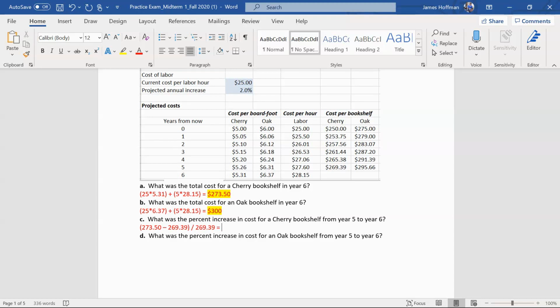Where'd you get the 273? So that's what we calculated here. We calculated the total cost for a cherry bookshelf in year 6, so the 273.50 goes here, right? We're figuring out this number. And so the price increased from 269 to 273. Yeah? Okay. So that's the one you got in part A.